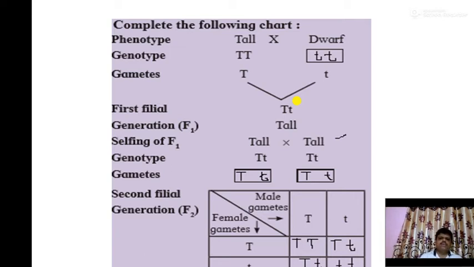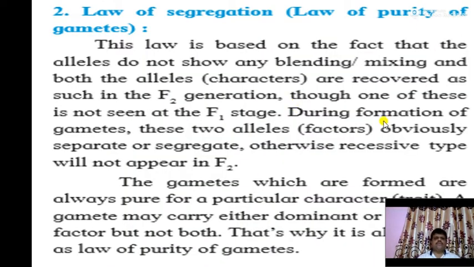Let us see the second law of Mendel, that is the law of segregation or law of purity of gametes. It is the second law of inheritance. Members of an allelomorphic pair in a hybrid remain together without mixing with each other and separate or segregate during gamete formation. Thus, each gamete receives only one out of two factors and is pure for that given trait.